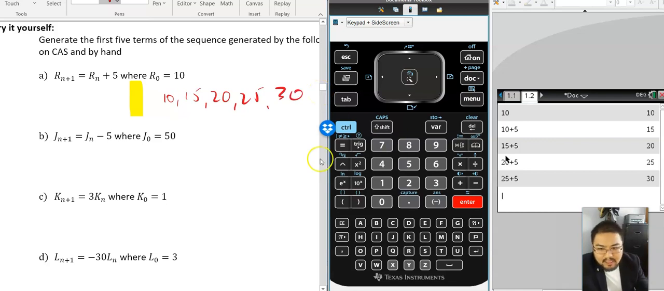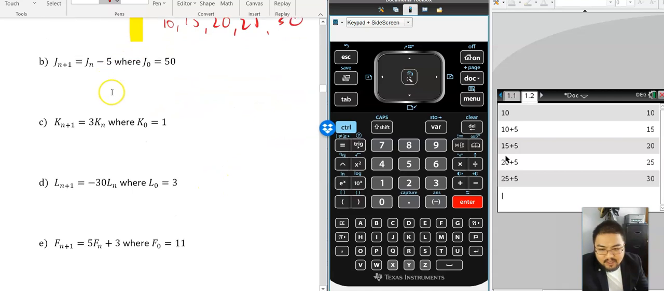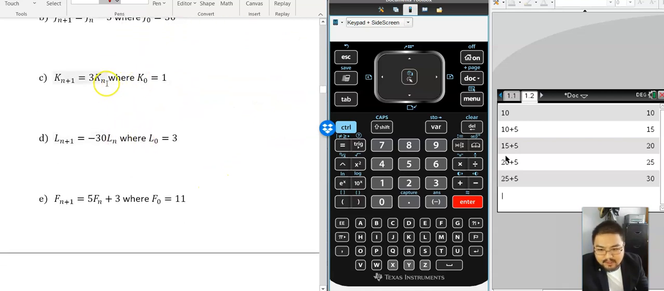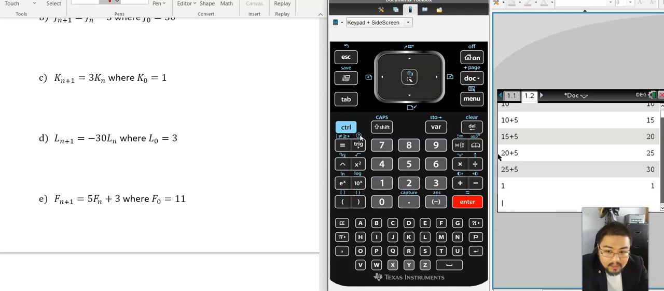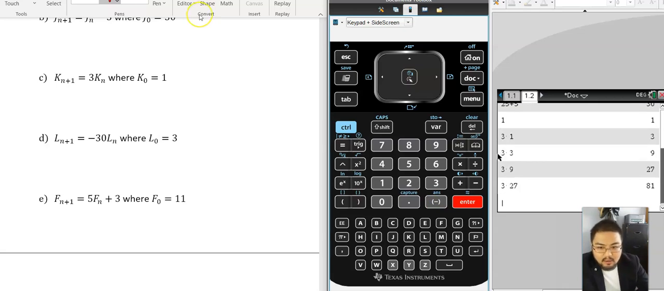Next one, I'm going to leave that one for you to do because it's just a minus sign. Let's do something that's a little bit different. So we've got 3. So type in the starting value, which is 1. And then what you need to do from that point is go 3 times your answer. So 1, 2, 3, 4. Let's see, you get the sequence 1, 3, 9, 27, and 81.